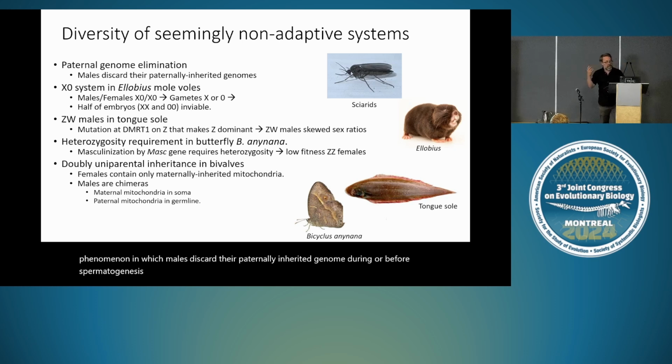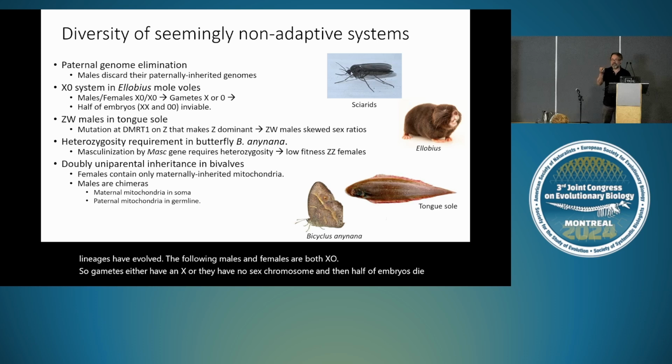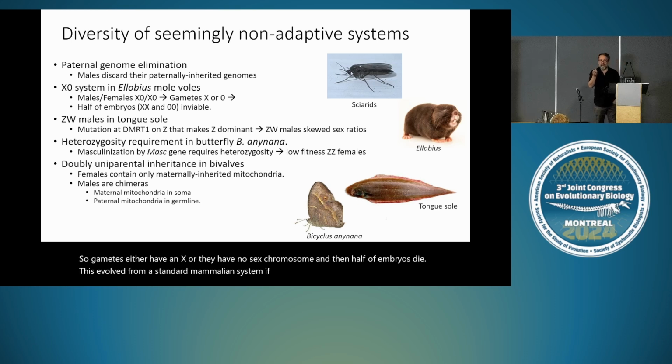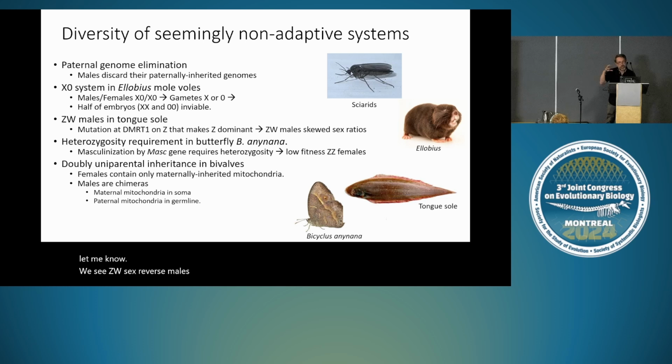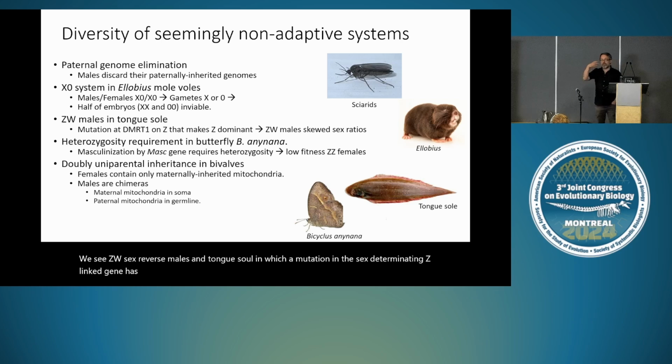Another system involves the Ellobius, in which two different lineages have evolved the following. Males and females are both XO, so gametes either have an X or they have no sex chromosome, and then half of embryos die. This evolved from a standard mammalian system. If you have an adaptive explanation for it, let me know. We see ZW sex-reversed males in tongue sole, in which a mutation in the sex-determining Z-linked gene has become dominant, giving XZW males and skewing the sex ratio and frustrating the poor people who are trying to sell the larger females.